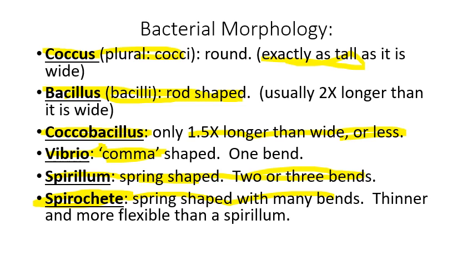So we have coccus, bacillus, coccobacillus, vibrio, spirillum, and spirochete. Those are the basic morphologies, the basic cell shapes of bacteria, and we're going to discuss those in greater detail later on.